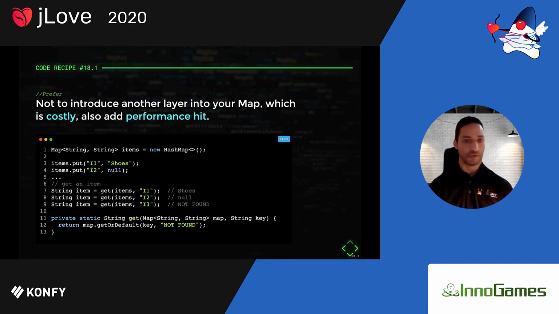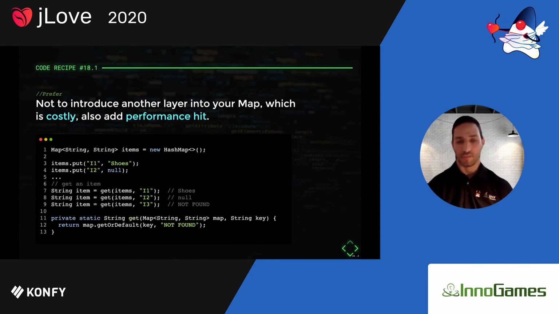We have a hash map. If you would like to check, the map has a very fancy method, and we can implement a method called get, which takes our map and the string key to check, and we can say map getOrDefault. So the map will get the value if the key exists. If not, it will return not found. So in these cases, we have I1, yes, it will return true. We have I2, it will return null. I3 does not exist inside the map, so it will return not found.